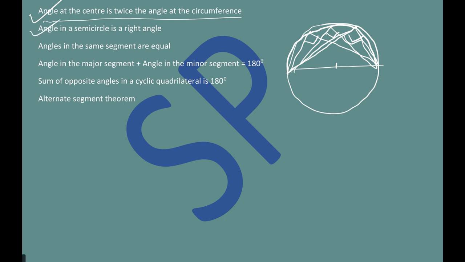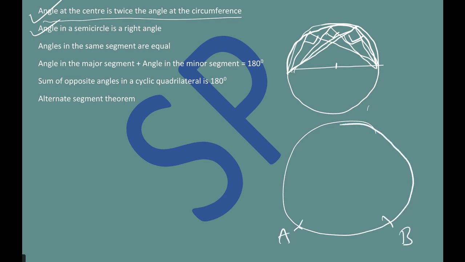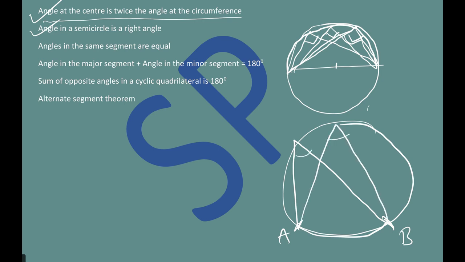Next, angles in the same segment are equal, in the sense that, see, I have a circle, and I have an arc AB. You see the angle subtended by this on the circumference. If this is theta, this is also going to be theta. So angles in the same segment are equal. When we say that, this is what we mean to say.